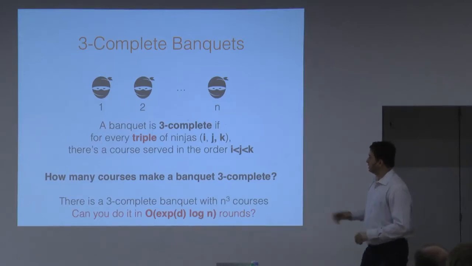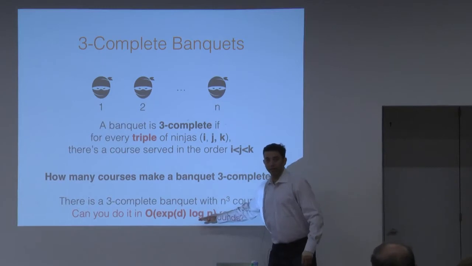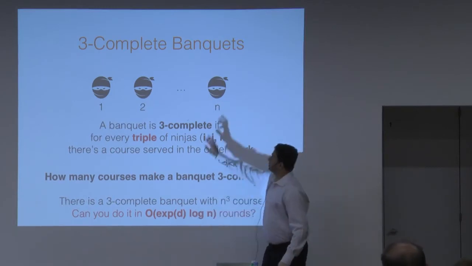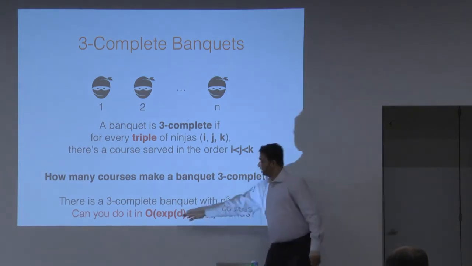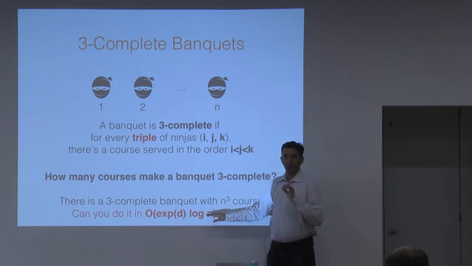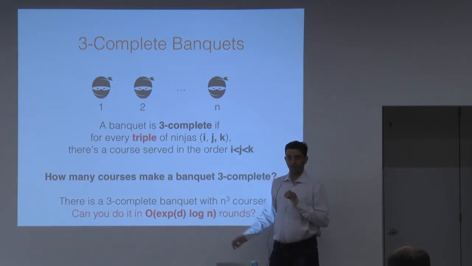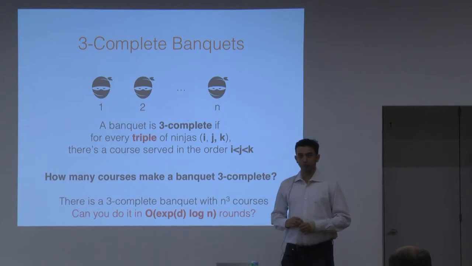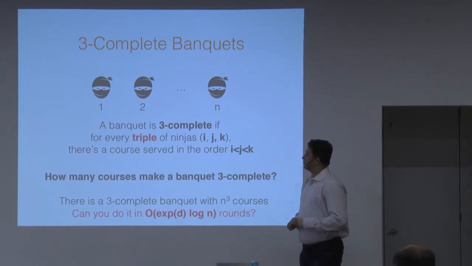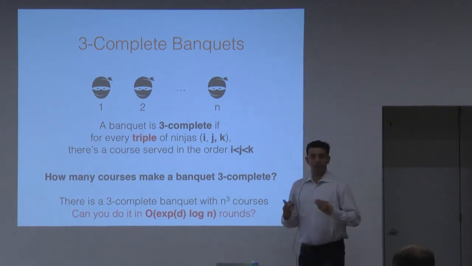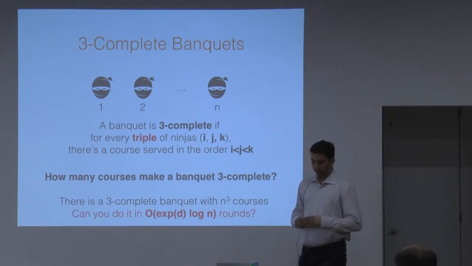And what we'll show is that in general, you can do it again in log n rounds. A banquet is D-complete if for every D-tuple of ninjas it is complete. And so there will be an exponential dependence on D, but only logarithmic on n. And in fact, this is the best you can do. So again, you can try to think of this in case of a 3-complete banquet. How would you assign log n rounds of courses so that you get 3-completeness?